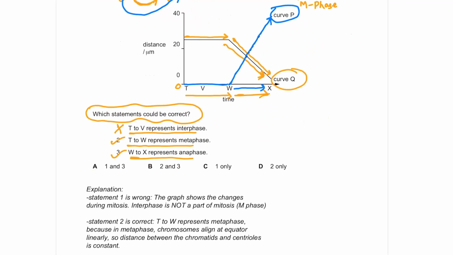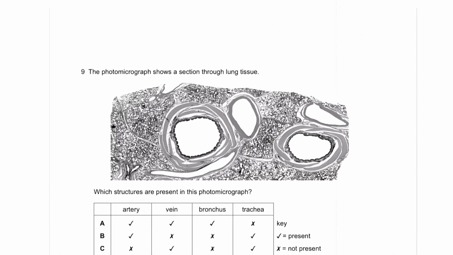And also, curve P represents the distance between sister chromatids. As we all know, before anaphase, the sister chromatids are attached together, so the distance is 0. And then as anaphase begins, from W to X, which is anaphase, the distance between the sister chromatids increases. The answer is 2 and 3B. Let's move on to MCQ number 9.